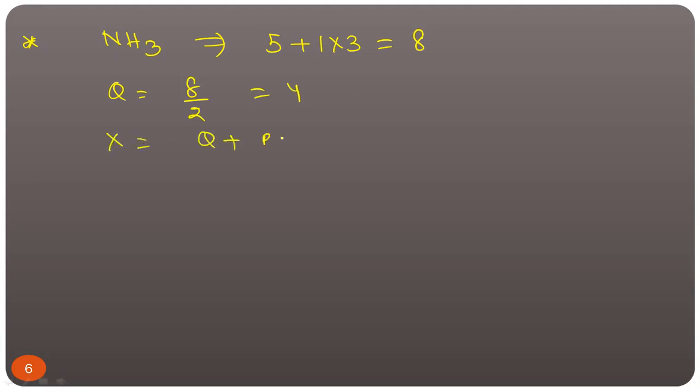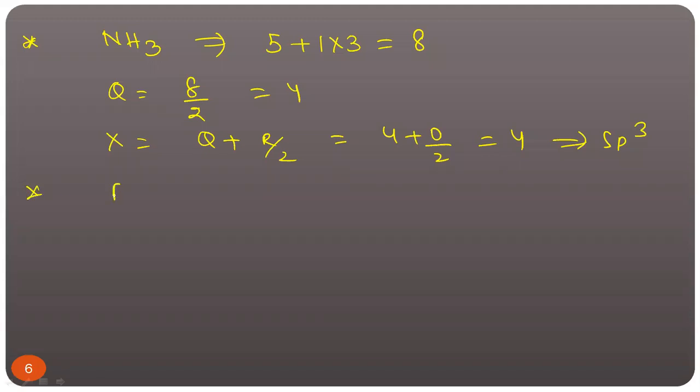Suppose I write NH3. Clear? Now nitrogen has valence electron 5. Hydrogen how many times? 3 times. Hydrogen has valence electron 1. 1 into 3. Total number 8. So q is equal to 8 by 2, that is equal to 4. Any remainder? No. So x is equal to q plus r by 2, that is equal to 4 plus 0 by 2. Again x comes 4. That is, hybridization is sp3.